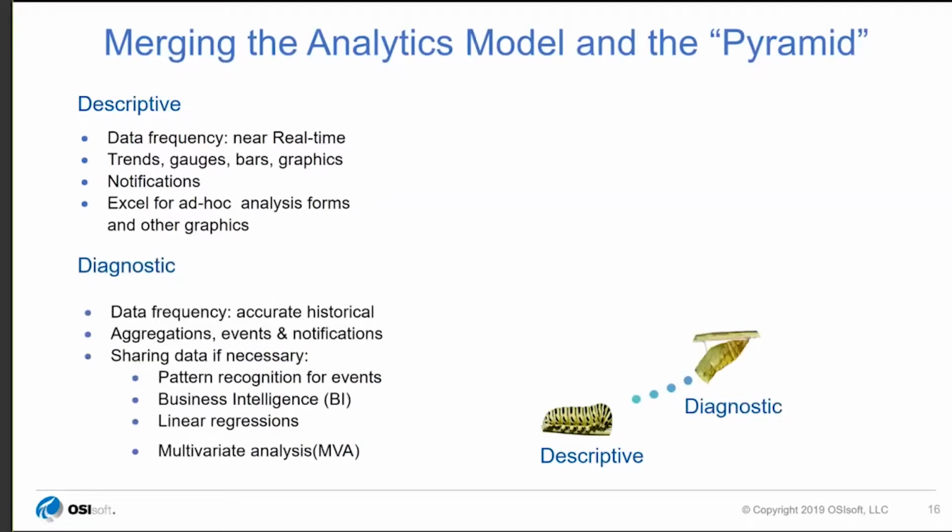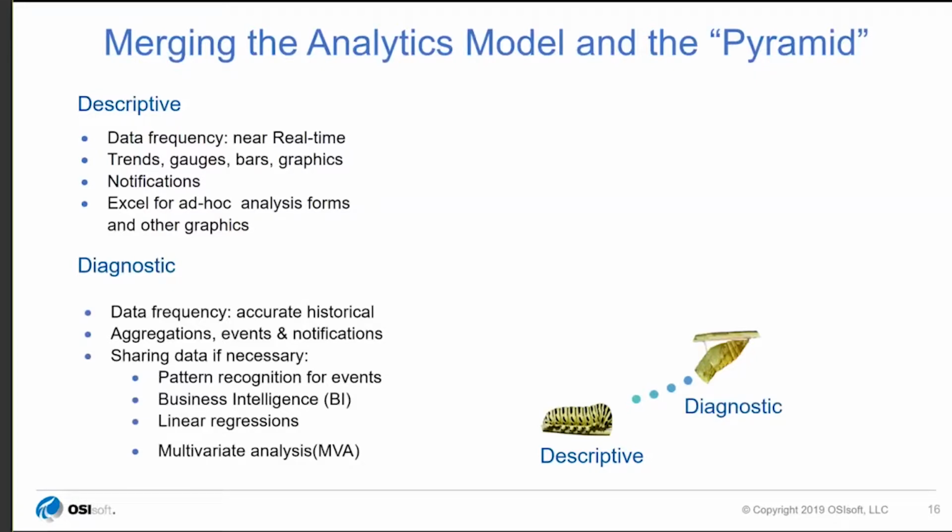When we move to the next level of analytics, the diagnostic, we want to know why are things happening, right? So we need to have accurate historical data, but we're probably going to do some aggregations. We categorize things by events, and we're going to try to find patterns in that kind of data.